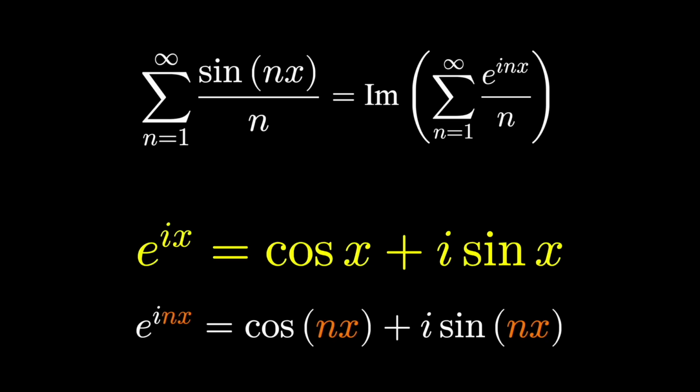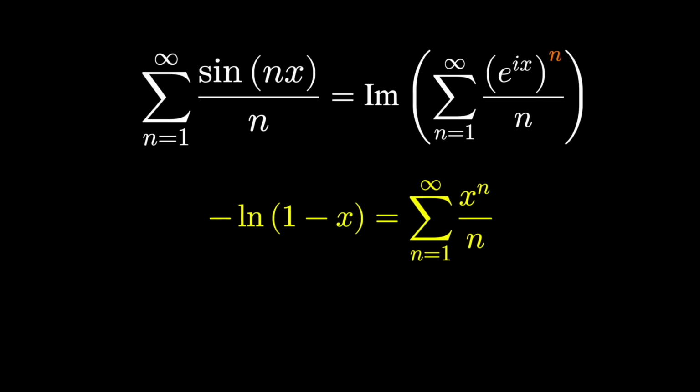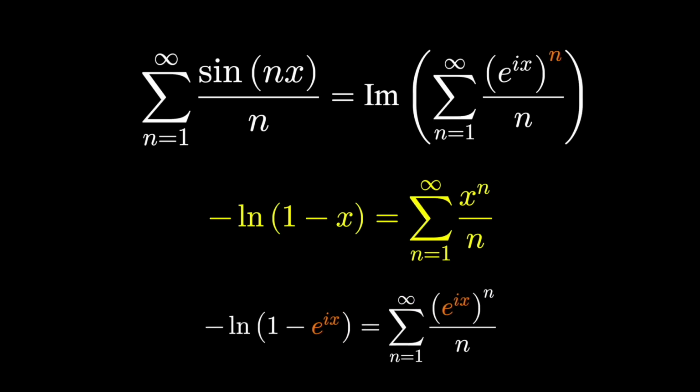And you might say, okay, so what? We've just changed one series for another. However, this time with the n in the exponent, rearranging things slightly, looks like a fairly well-known power series. In fact, this is the Maclaurin series representation of natural log of 1 minus x, just with e to the ix substituted in.